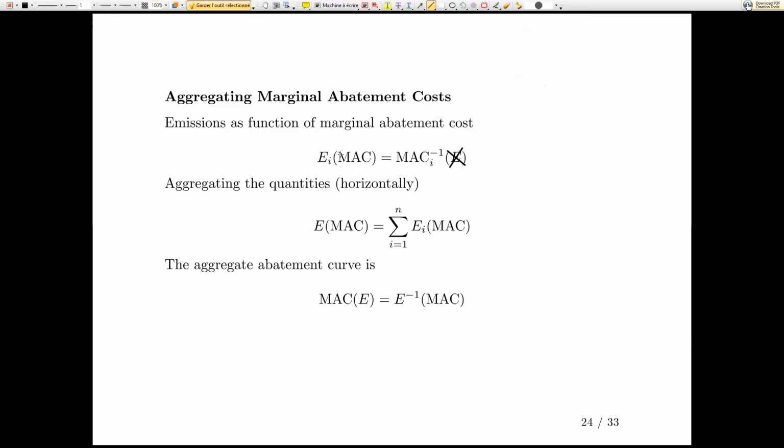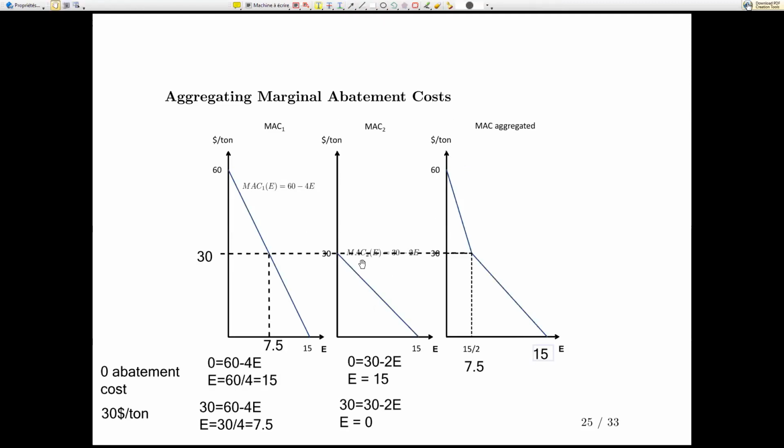Okay, so once you have inverted all the MAC curves, then you add them up together, and you get this total emission as a function of MAC. Okay, I see what I did there. Still confusing, so I don't want to mess with it. And then you invert it back. But what's problematic is that for some levels of emissions you have only one firm inside it, and for some other levels you have two firms.